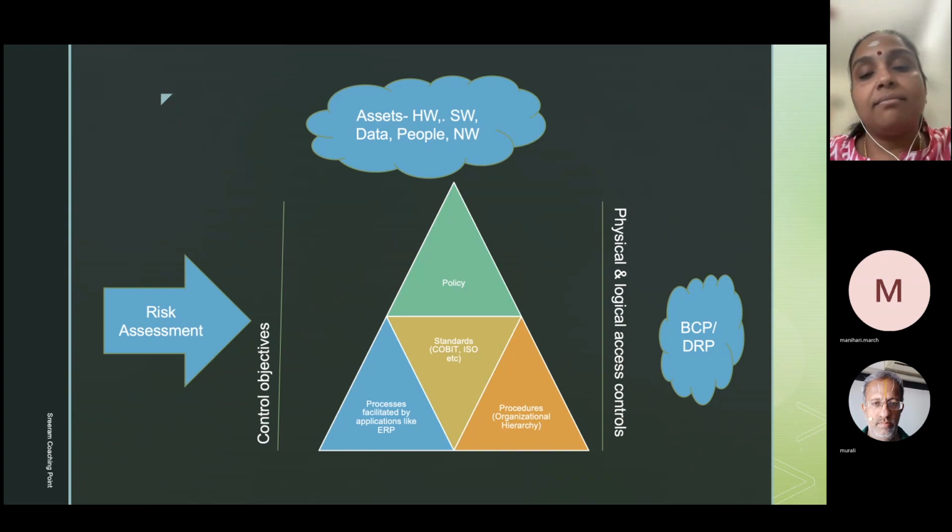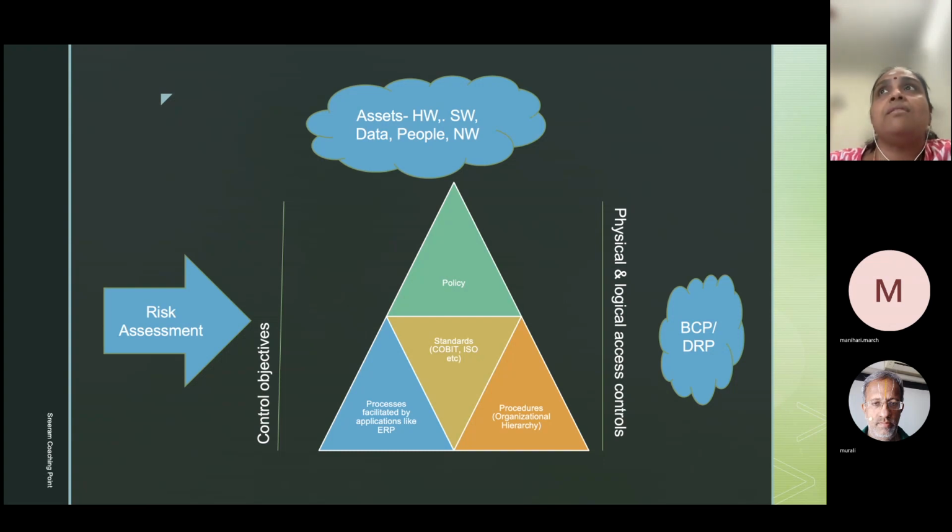Now, any organization has policies. Then there are processes facilitated by applications. Then there are procedures, where they decide, like an organization hierarchy, how the policies are going to be implemented. Then we have standards like COBIT, ISO, etc., which govern these procedures and processes. Then the entire thing is governed by something called control objectives.